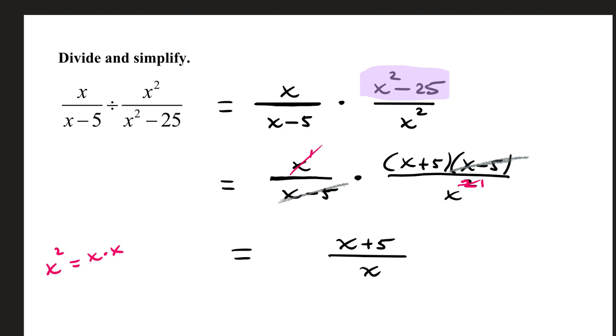We can cancel a single x with a single x, so that leaves 1 in the bottom. x plus 5 times x minus 5, we can cancel an x minus 5. What we're left with is x plus 5 on top and an x to the first after that cancellation on bottom.